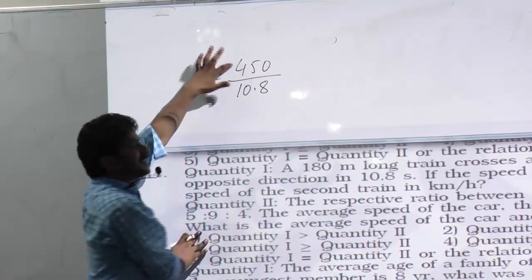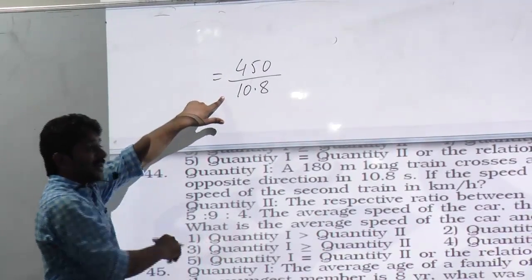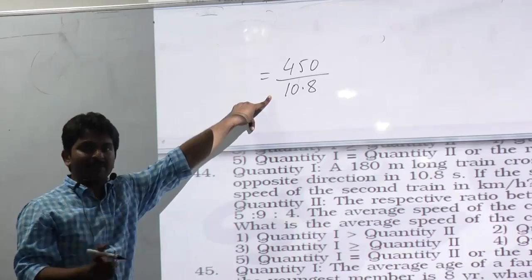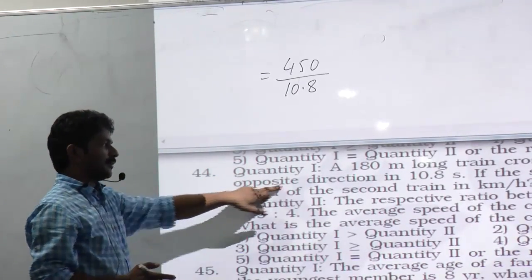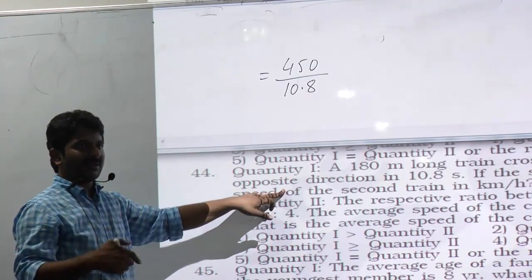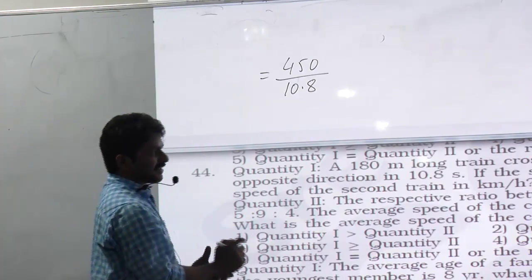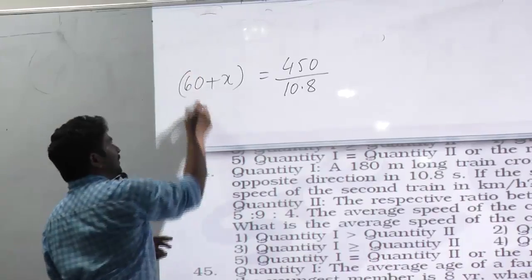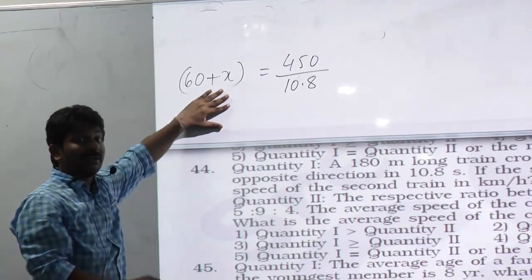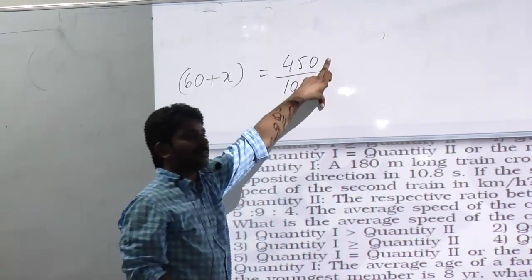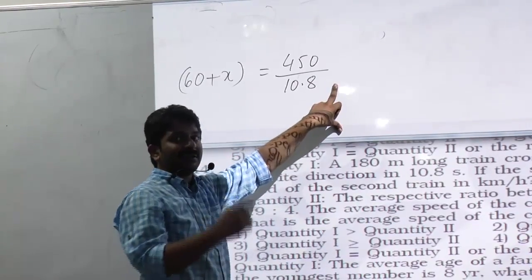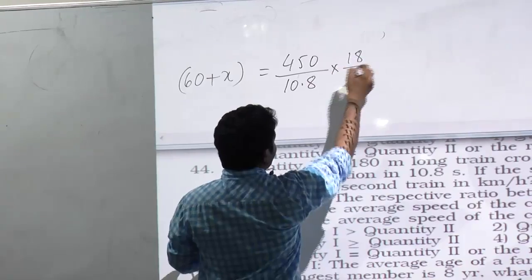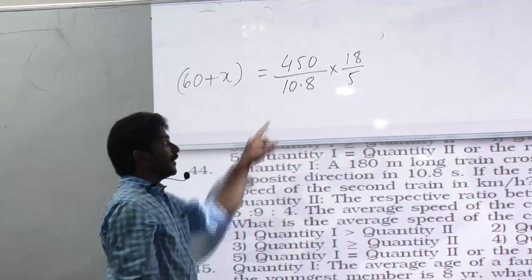10.8 seconds. Distance by time, that will be speed, right? So when you have two speeds, you must go for relative speed. What is relative speed here? Both are moving in opposite direction. S1 plus S2. One person's speed is given as 60 km per hour and you are asked about the other speed in km per hour. So left hand side you have it in km per hour, but 450 is meters and this is seconds. Right hand side you have meter per second. So you need to convert meter per second to kilometer per hour, which is 18 by 5.